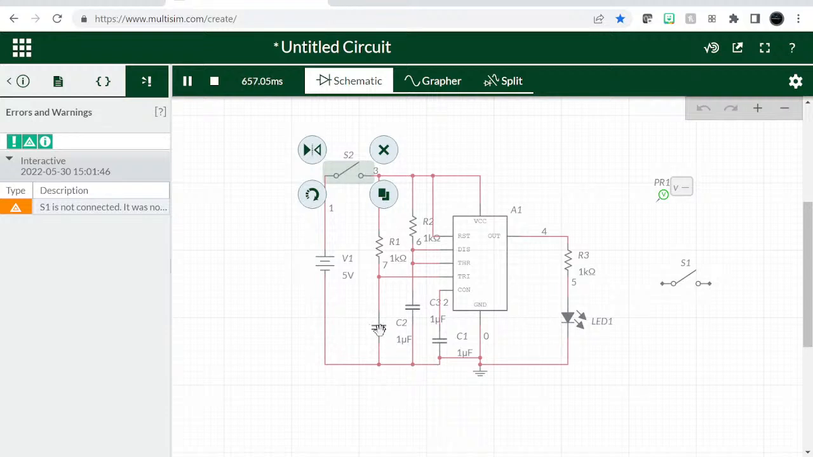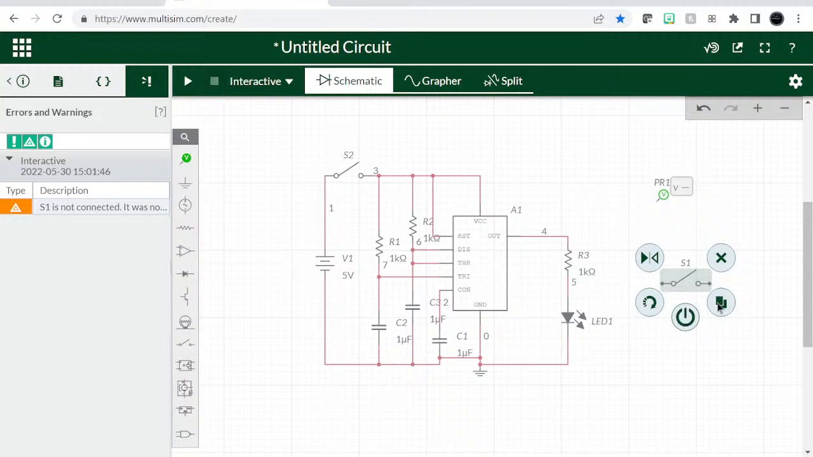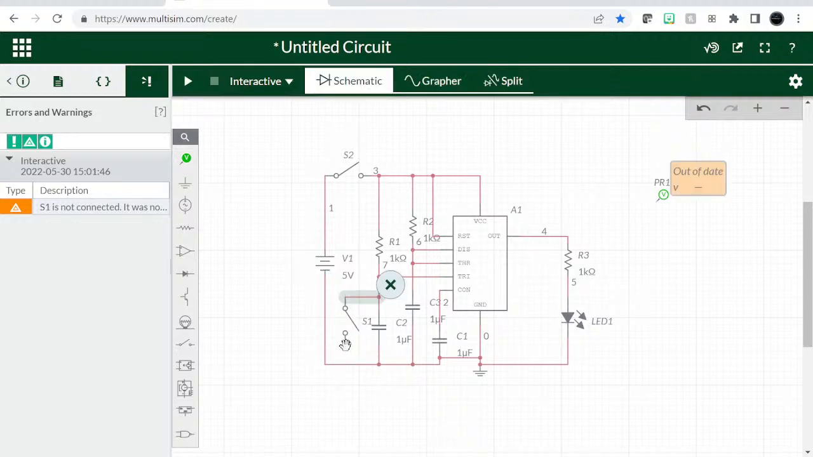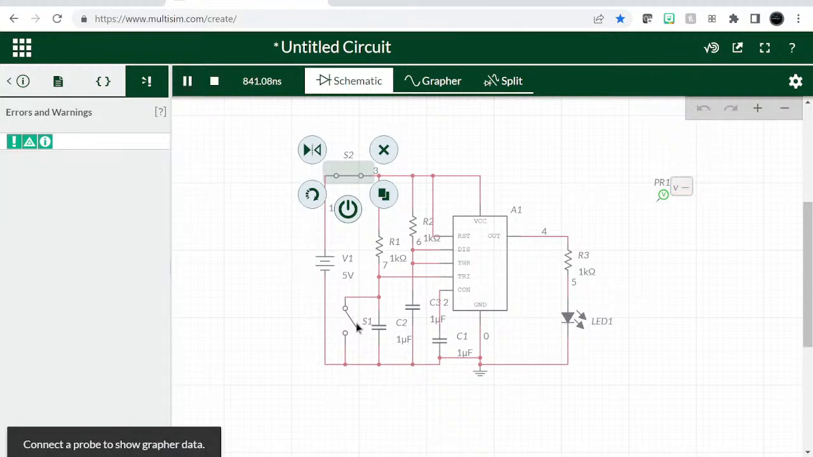All right, so I'm gonna shut. Let's connect this close here. Let's rotate this and connect it up. All right, so I think this is what we want to do. So let's switch it on and start the simulator. Close this.